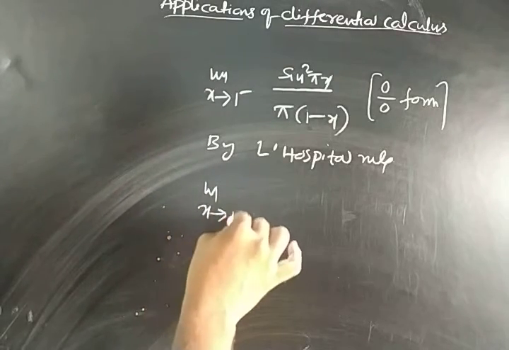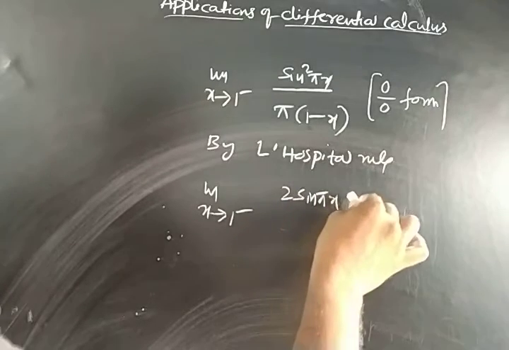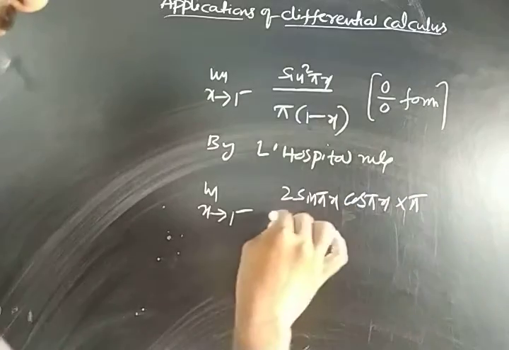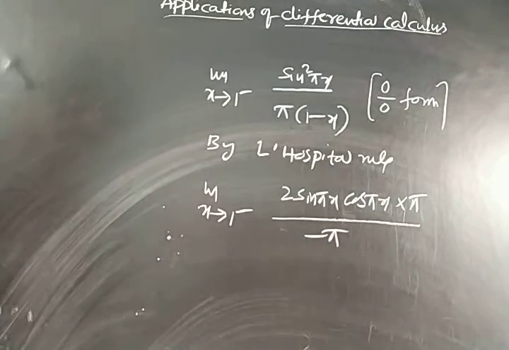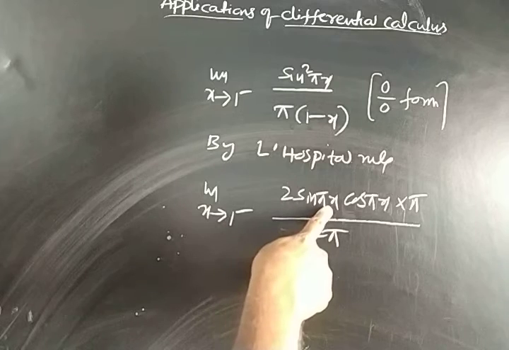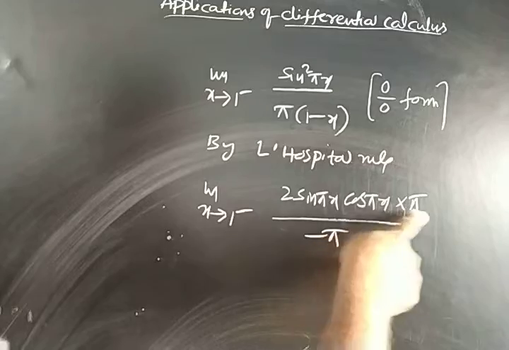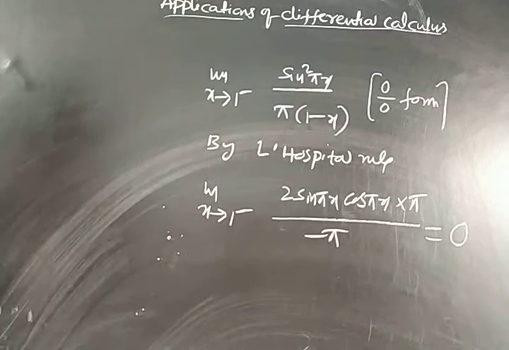limit x tends to 1 minus, power derivative 2 sin pi x, sin derivative cos pi x, derivative is pi, by here pi derivative 1, pi into x derivative minus pi. By substituting here 1, sin pi 0, cos pi minus 1, so this is totally 0. So the limit of the function is 0.